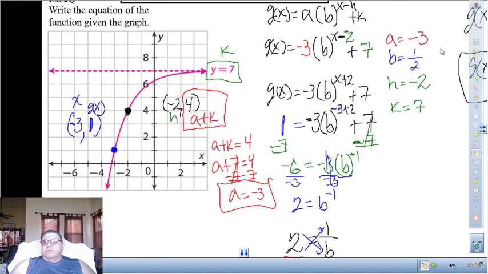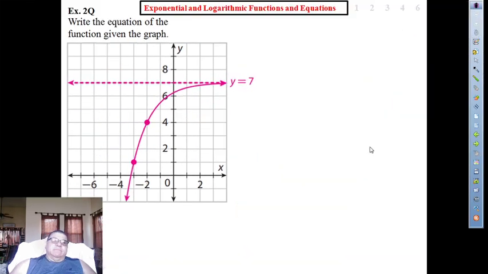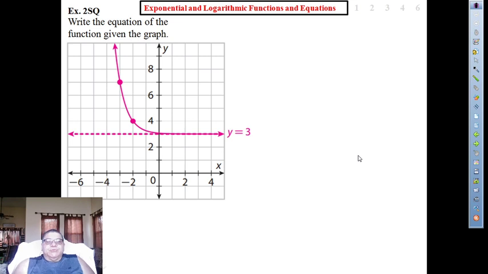Alright, let's see how you do with one by yourself. This one completely by yourself. Example 2, super cute. And once again, it reads, write the equation of the function given the graph. So we got an asymptote of 3, and the reference point closest to the asymptote is negative 2, 4, and the second reference point is negative 3, 7.